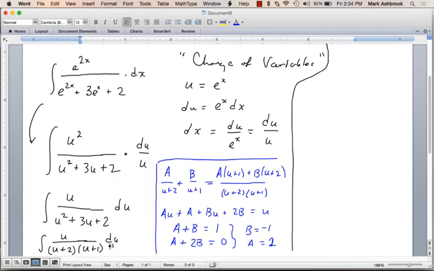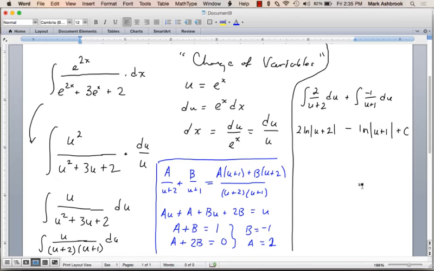so now this integral can be rewritten in this form, or sorry, this form right here, 2 over u plus 2, plus -1 over u plus 1. Easy. 2 natural log of the absolute value of u plus 2 minus the natural log of the absolute value of u plus 1.